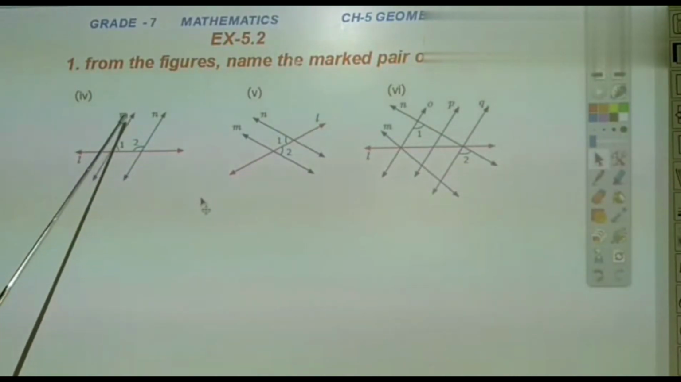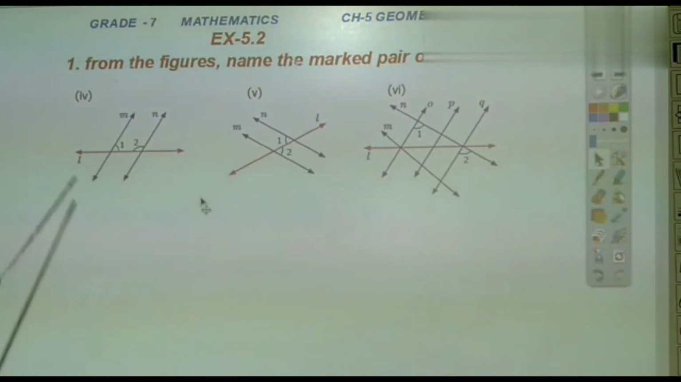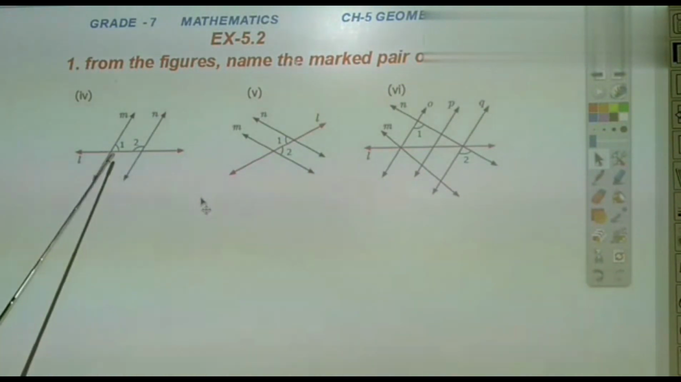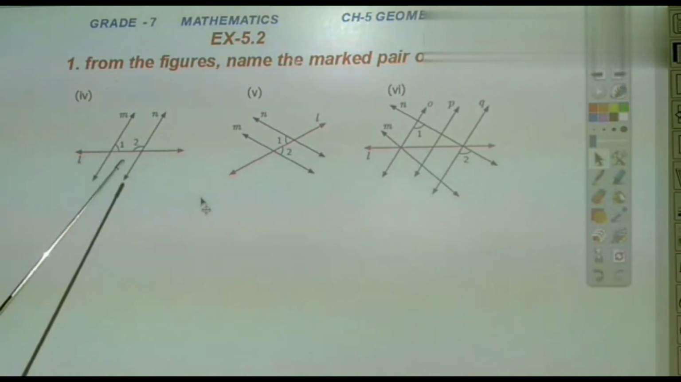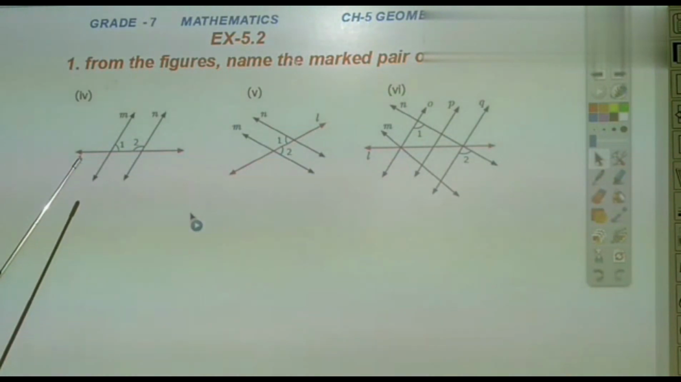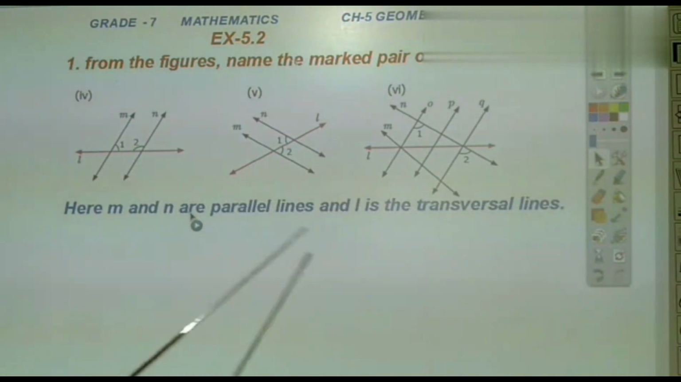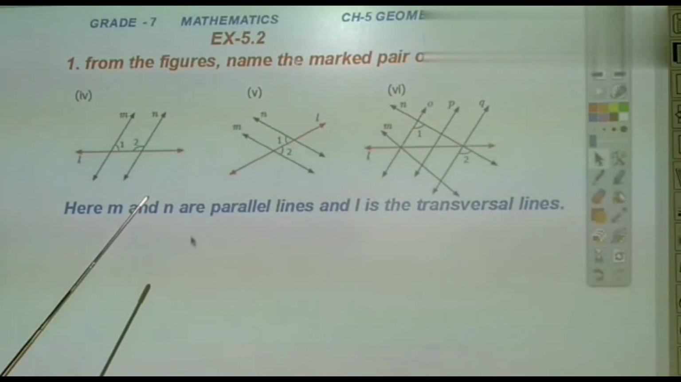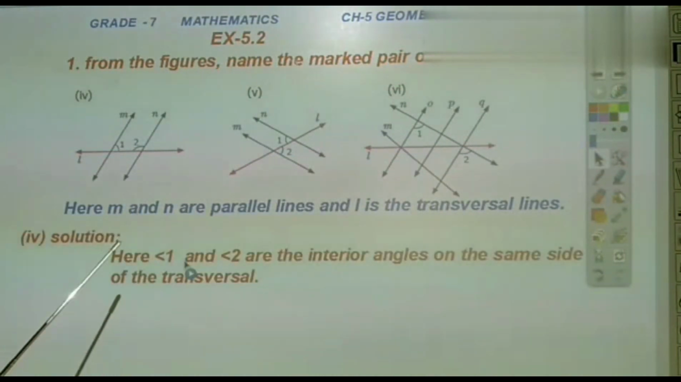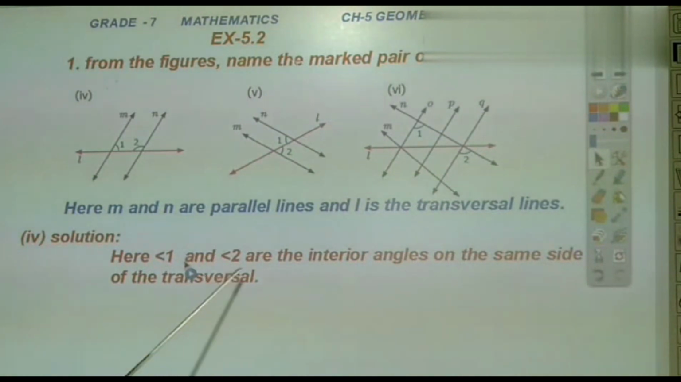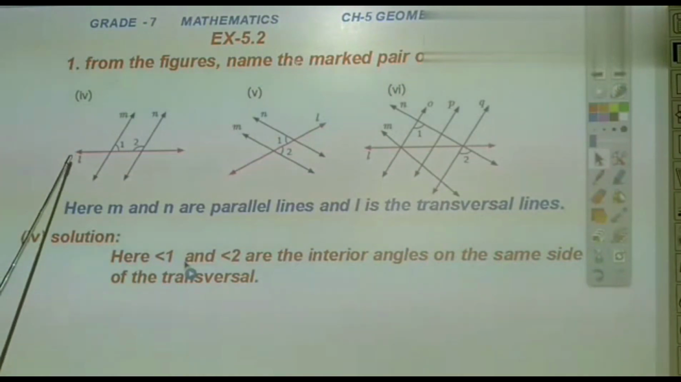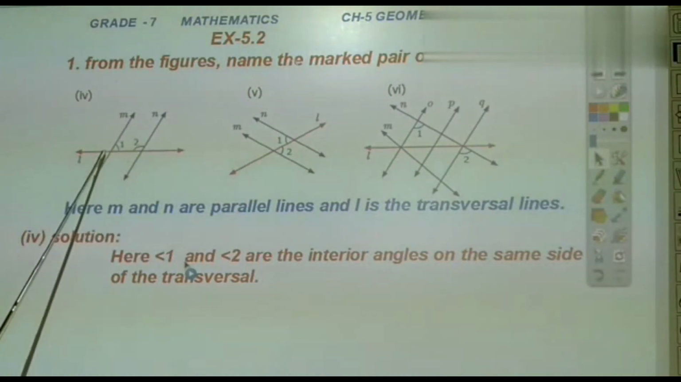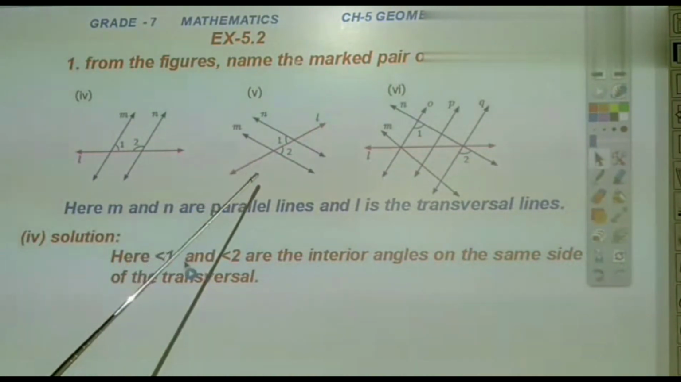Let's see the fourth option, children. Here the two lines M and N are parallel lines and L is a transversal line. But see angle 1 and 2, we have to name the marked pair. So both are interior angles. Let's see the solution, children. Yes, here angle 1 and angle 2 are the interior angles on the same side of the transversal. This is the solution for this. Both are interior angles.